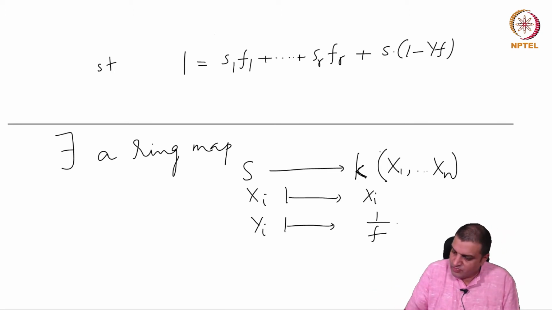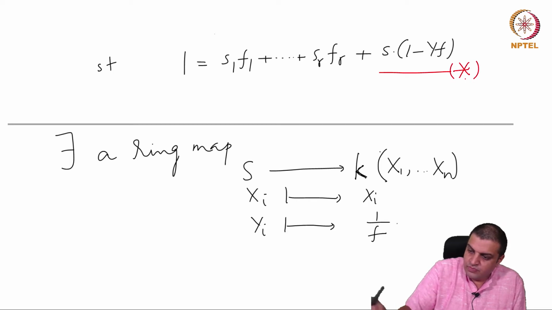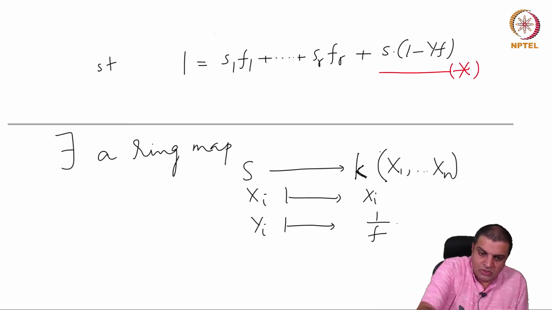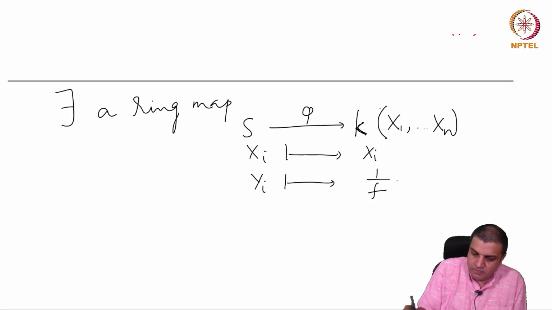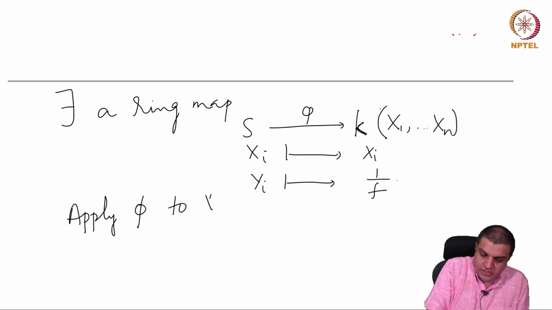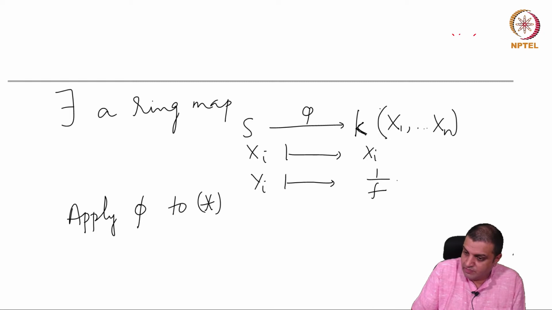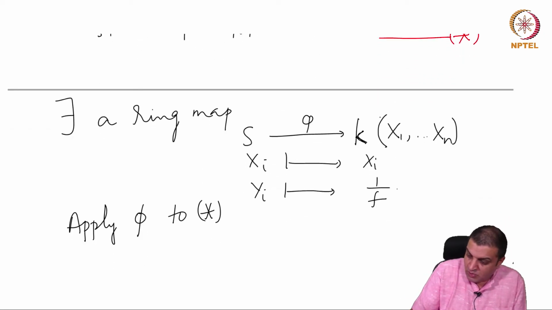So let's call this equation star, and let's call this map phi. Let's apply phi to star, this equation here. So phi is a ring homomorphism, phi of 1 is 1.